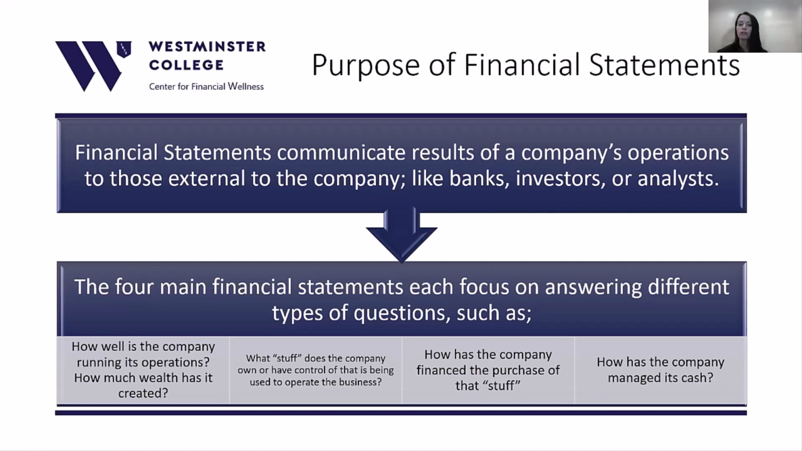Since these external people don't have access to the amount or the type of information that owners or management do, these external users have to rely on the companies to provide that information, and they do it via financial statements. Often external users will analyze the financial statement information and compare it to prior years for that company, or even compare it to other companies.